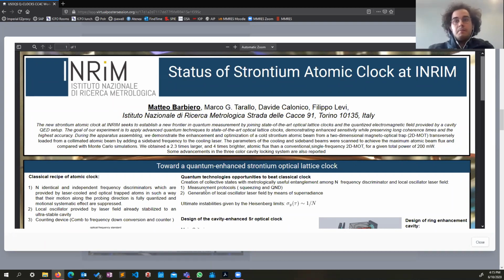In this apparatus, we also have some knowledge about the atomic source, which is equipped with a 2D MOT system, which has the possibility to enhance the metrological performances of our system, for example, by reducing the black body radiation shift seen by the final atoms in the final trapping region.